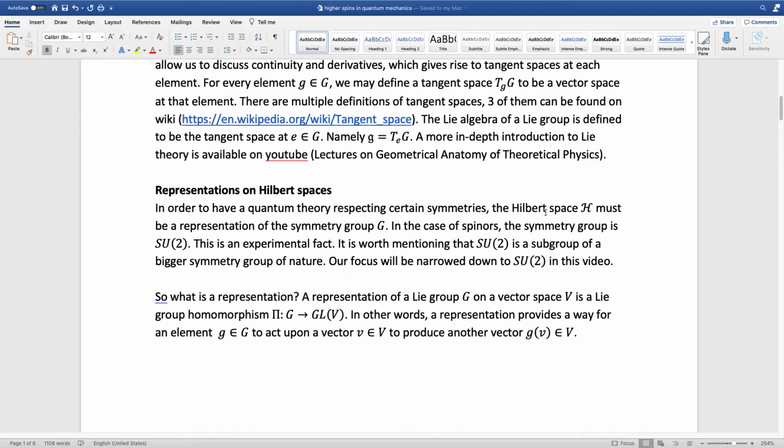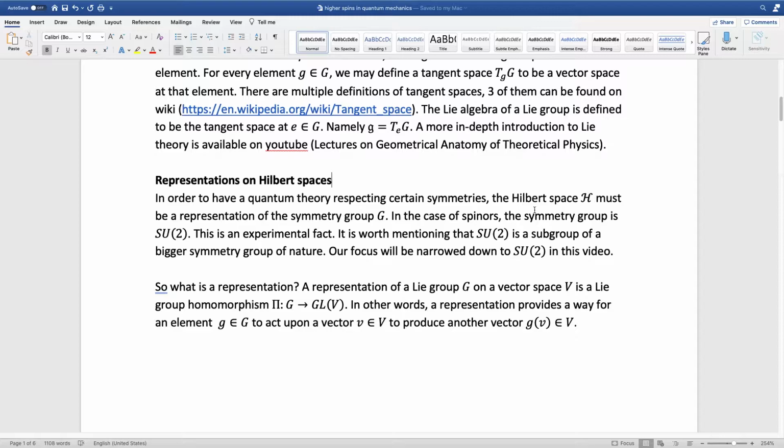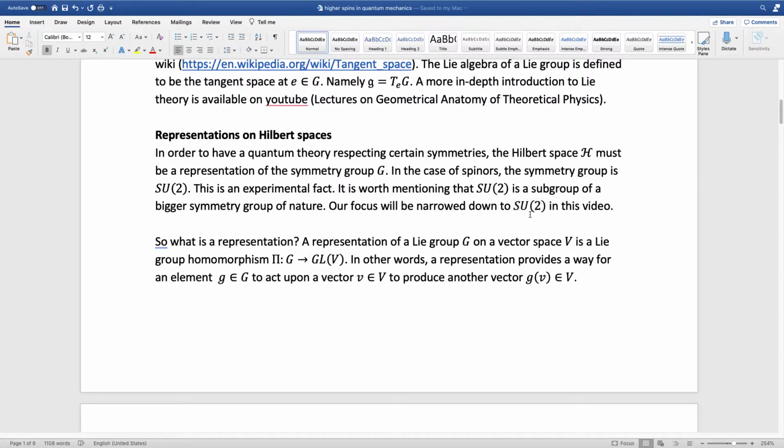We then search for the possible Hilbert spaces there are, and those are the possible particles that can arise out of it. In the case of spinors, the symmetry group is SU(2), the Lie group. This is an experimental fact that has led to the experimental verification of spinors. It is also worth mentioning that SU(2) is a subgroup of some bigger symmetry group of nature. So in this video, we will only be narrowing down our focus to the SU(2) Lie group, which will give rise to spinors. So what is a representation?